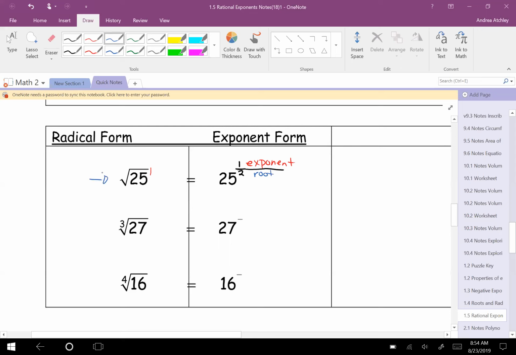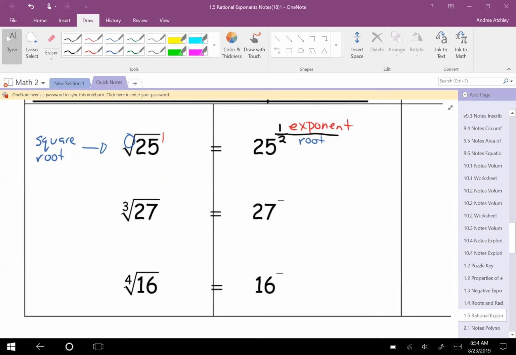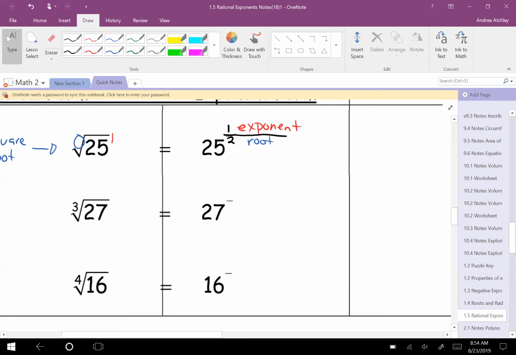This is what we call a square root. When it has nothing here in the little hook of the radical sign, that is a square root. So that's why it's 25 to the 1/2 power. The next one is the cubed root. It tells you exactly that it's the cubed root with the little 3 in the little hook.